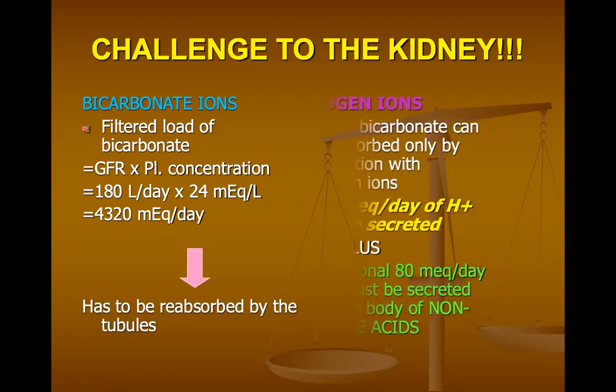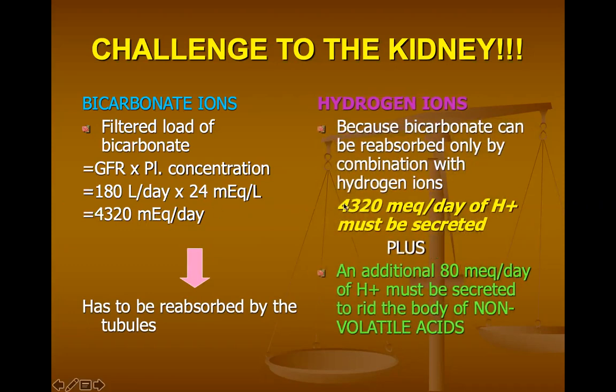In addition, the kidneys have to secrete this much H plus, because bicarbonate is reabsorbed by combining with secreted H plus. So it has to secrete 4,320 milliequivalent per day of H plus, and an additional 80 milliequivalent per day of non-volatile acids. Remember, non-volatile acids are acids which cannot be excreted by the lungs and they have to be handled only by the kidneys.